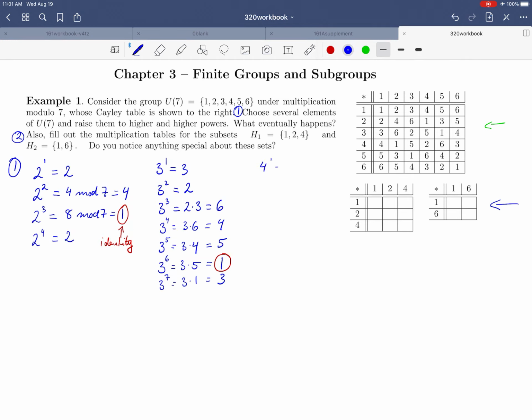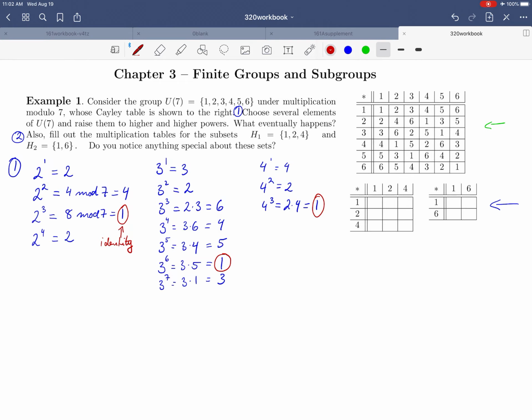What about 4? 4 to the first power is 4. 4 squared is 2. 4 cubed is, using the same reasoning as before, 2 times 4, and that is 8, mod 7 is 1. Okay, we reached the identity. We can stop right here because we would just cycle through the same numbers again.